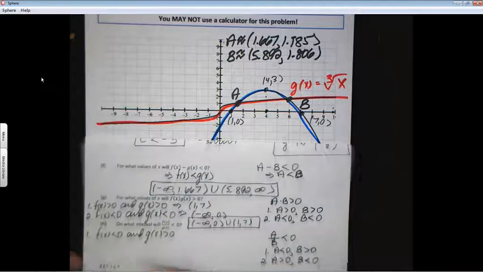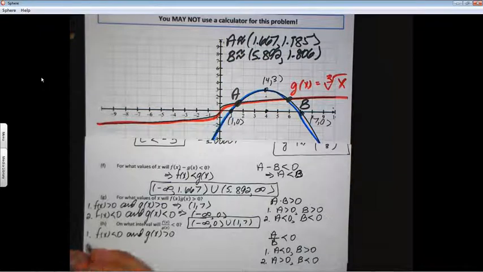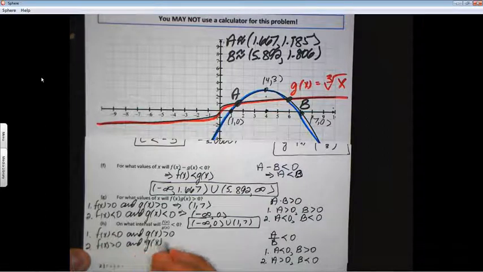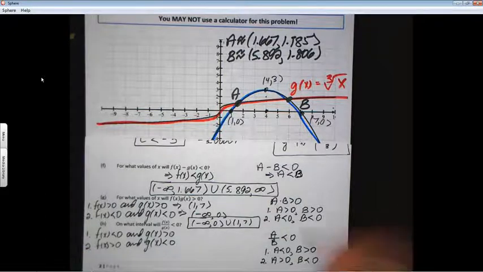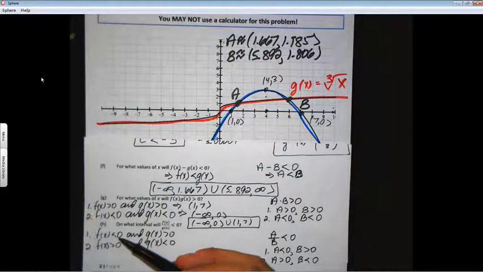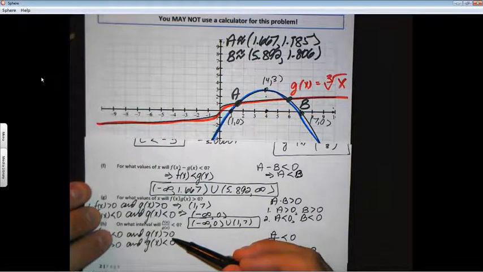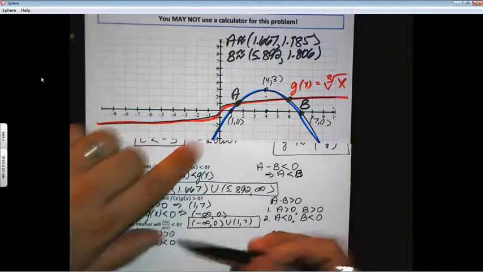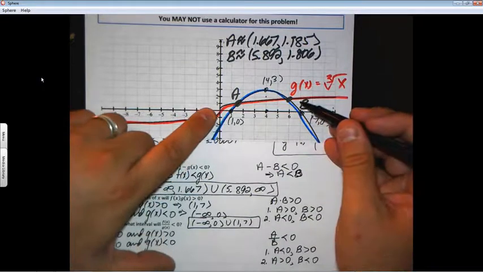What that means for us in this case with the functions, we're going to look to see where f of x is less than 0 and at the same time g of x is positive. And then we're also going to look to see where f of x is positive and at the same time g negative. Let's take it one case at a time.